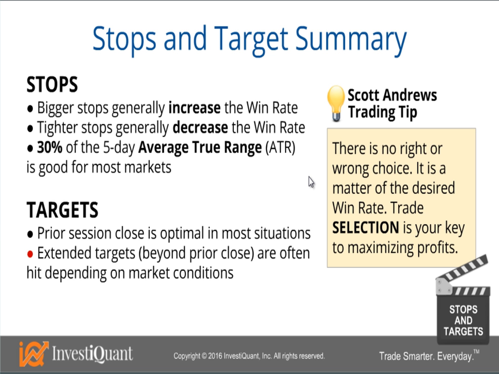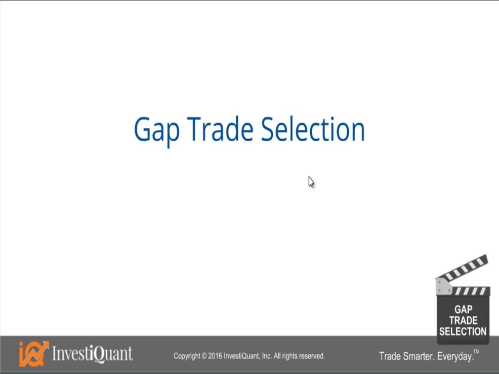That's exactly right. So how do you make money? It's all about selection, people. Selection, selection, selection. Like location, location, location. Selection is the key to making money with gaps. So let me take you through the things I look at.